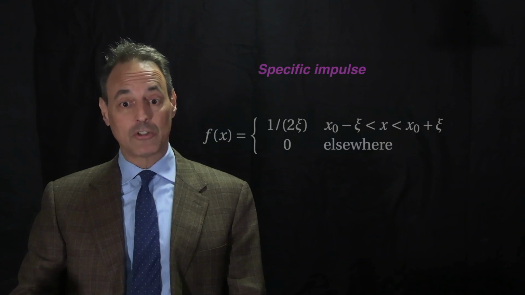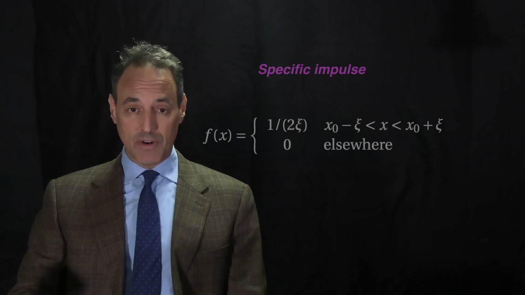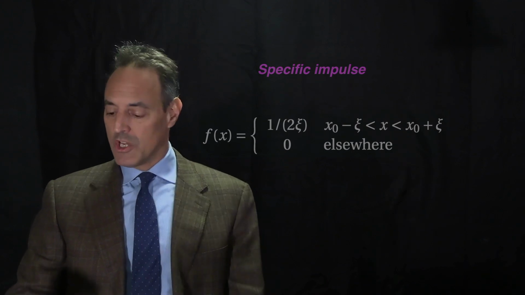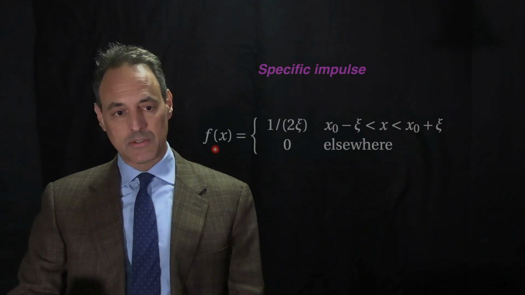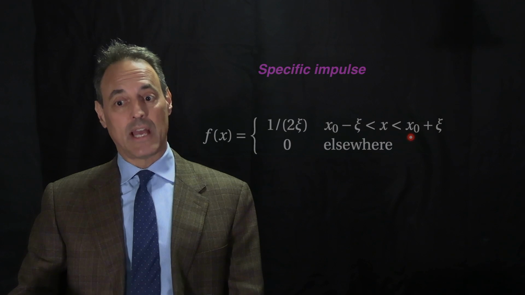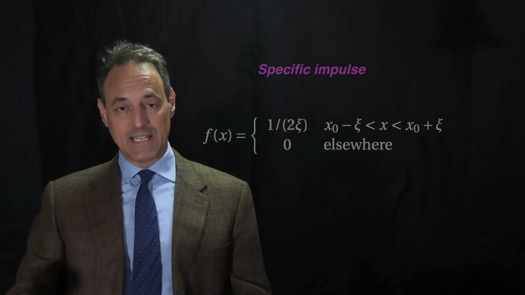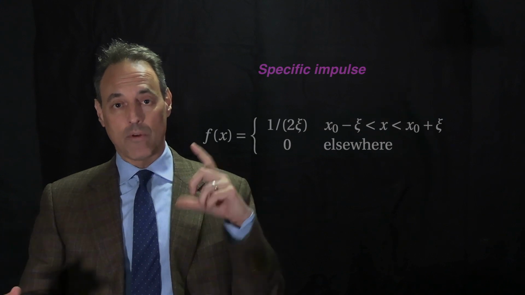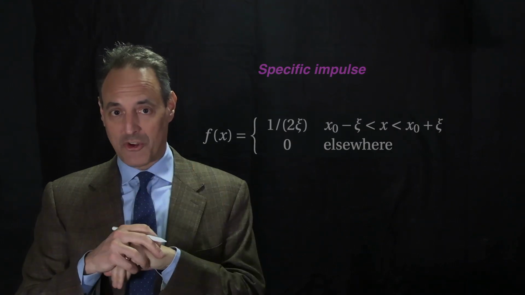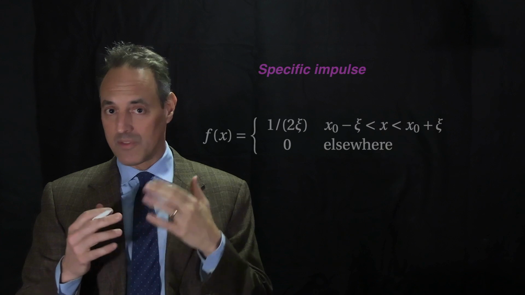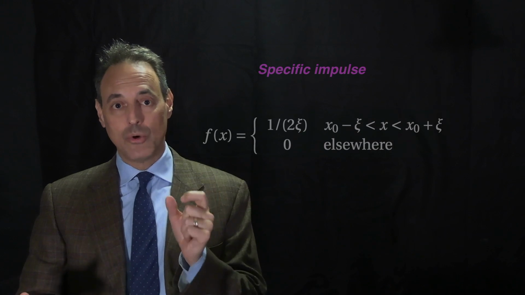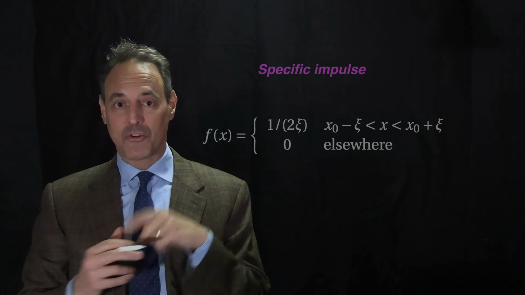So let's talk about some functions we can consider here. I'm going to consider a very specific function and a very specific way for this thing to be squeezed. So here's the function I'm going to consider. f(x) is equal to 1 over 2xc on the interval from x0 minus xc to x0 plus xc. So essentially, this is just a constant function of height 1 over 2xc with width 2xc. So already you know what the area under the curve is, right? It's height times width. The height is 1 over 2xc, the width is 2xc. So those multiply together to give you 1.